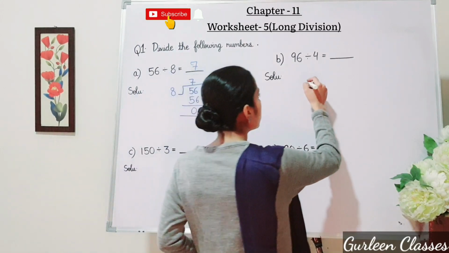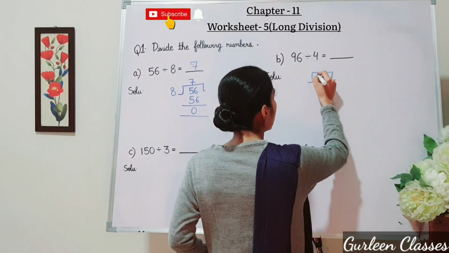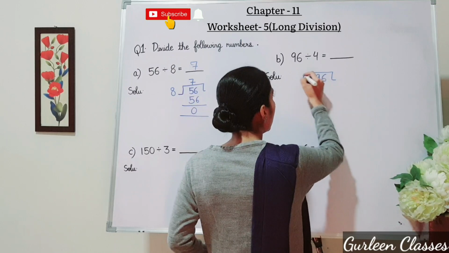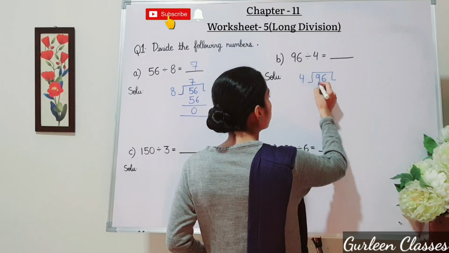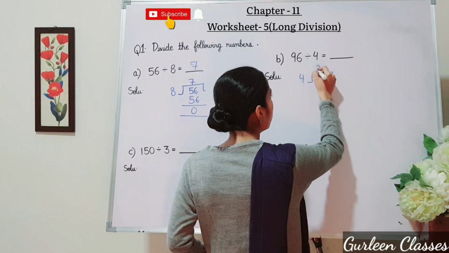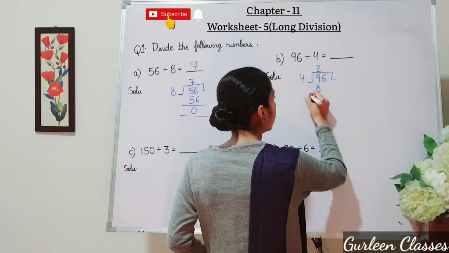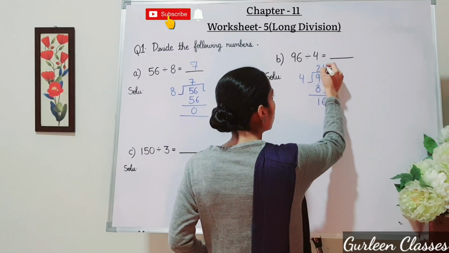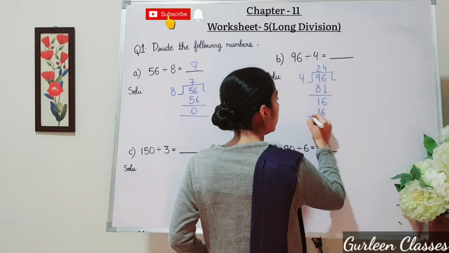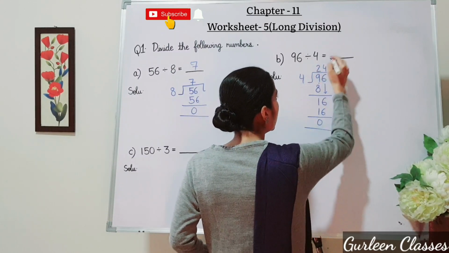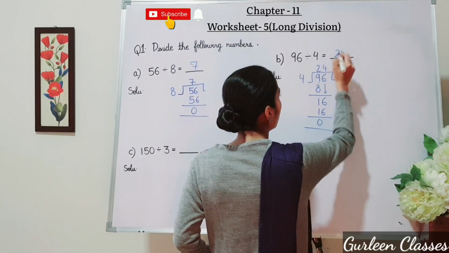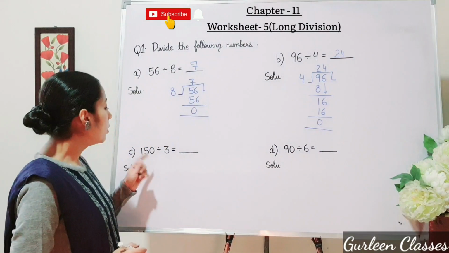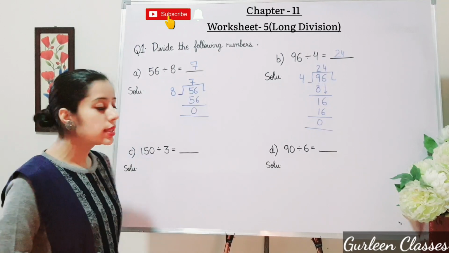Now B part, 96 divided by 4. So to divide this by long division method, 96 is the dividend and 4 is the divisor. So first number is 9, 4 twos are 8. 1 and 6 will come down. 4 fours are 16. Remainder is 0. The quotient is 24.